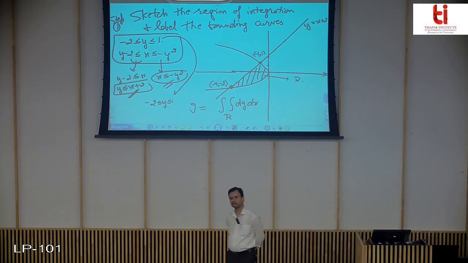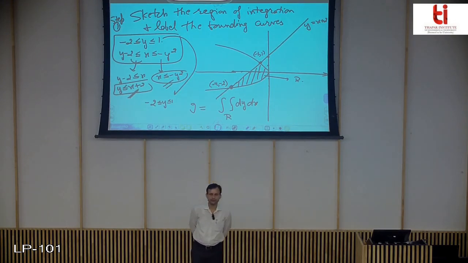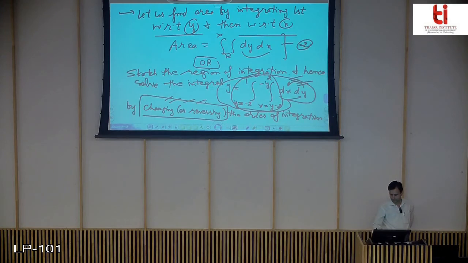I have just plotted the points of intersection, taking the help from the previous figure. Now the question is that I need to find the integral, whatever is given here. I need to find this integral, and that is to be done by changing the order of integration. Now see, this is your y equals to minus 2 and this is here.